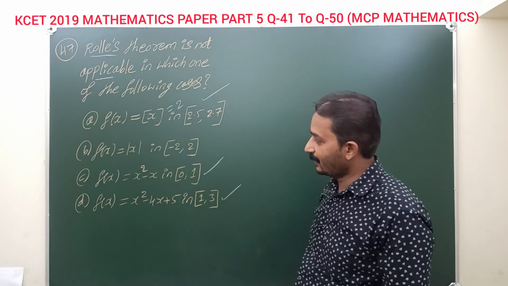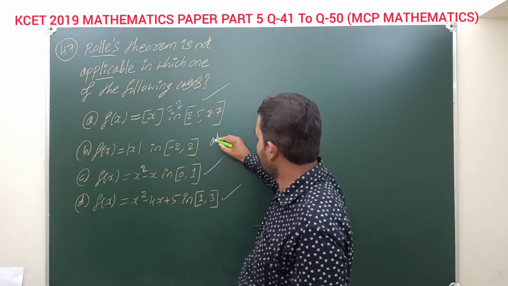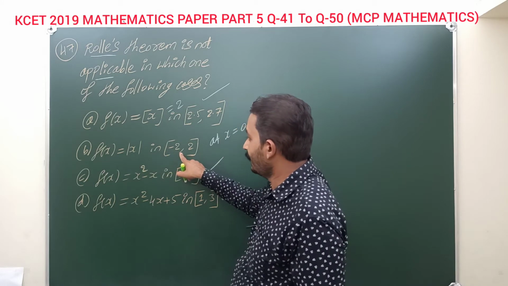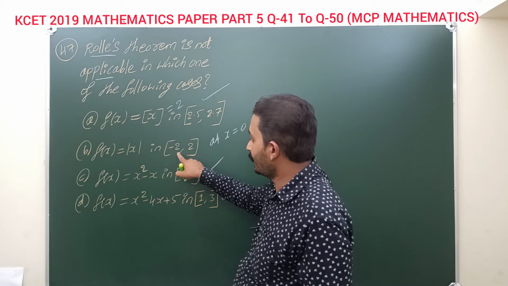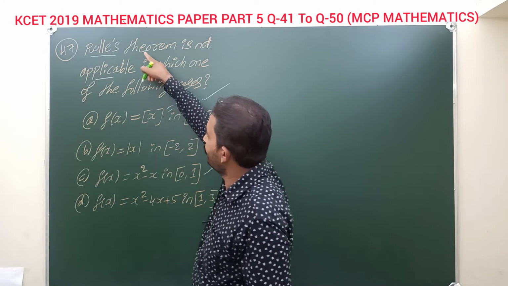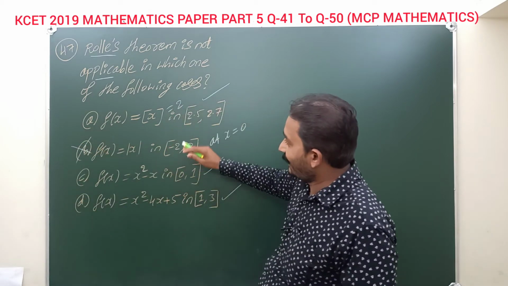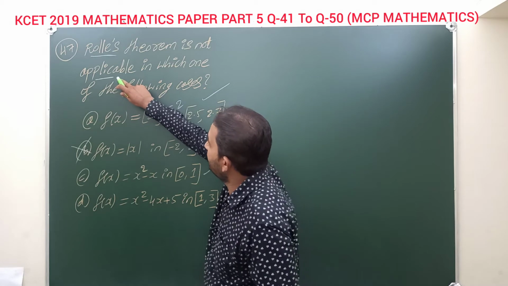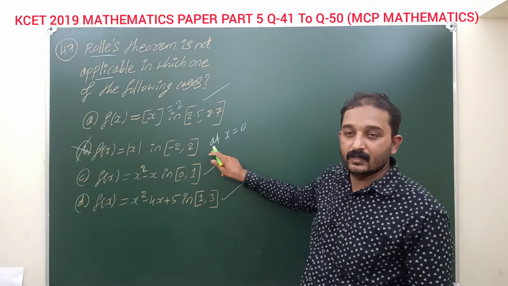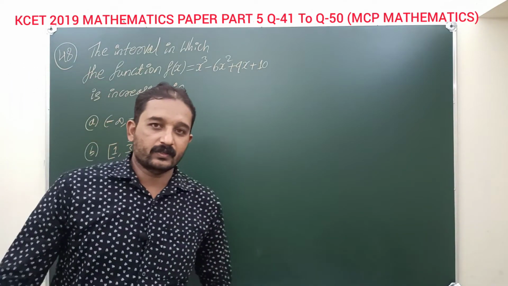But in option B, this is a modulus function, so it is not differentiable at x is equal to 0. So x is equal to 0 lies between them, hence in the open interval minus 2 to 2, it is not differentiable at x is equal to 0. So Rolle's theorem is not applicable to option B. So this is correct in this case because we have to find where Rolle's theorem is not applicable. Option B is correct. So this is an easy question, all the students solve this question. Now let us move on to question number 48.